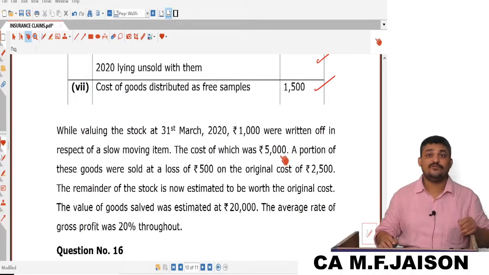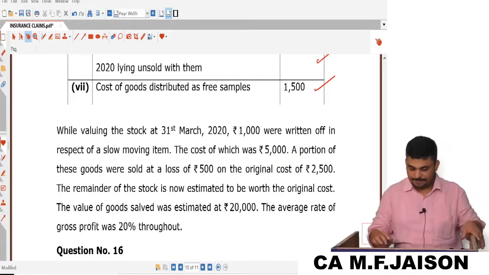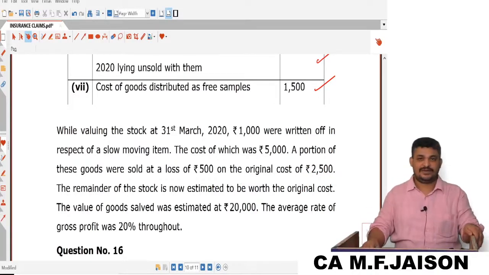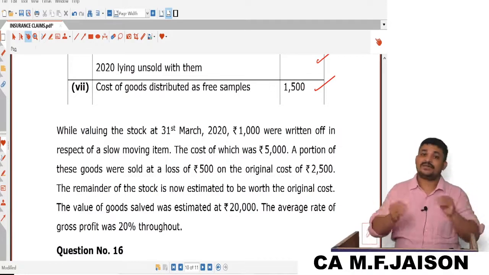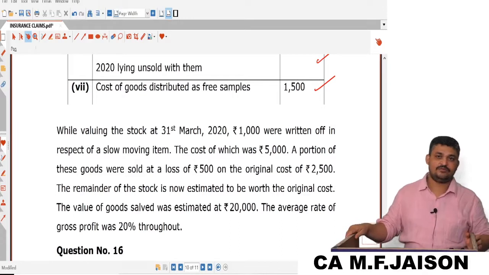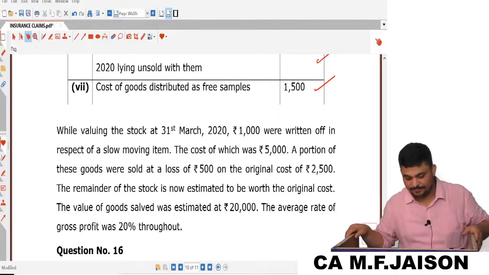Book value is 4,000 and we want to take only 4,000. A portion of these goods were sold at a loss of rupees 500 on the original cost of 2,500. Which means a part of the goods whose cost price is 2,500 was sold at a loss of 500 rupees.